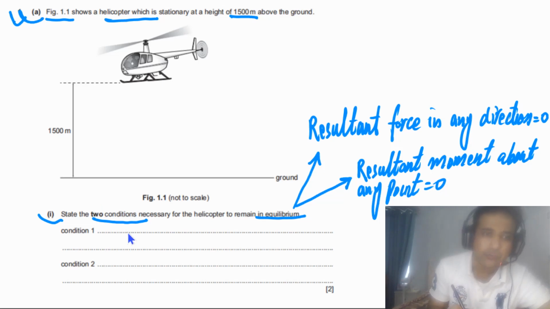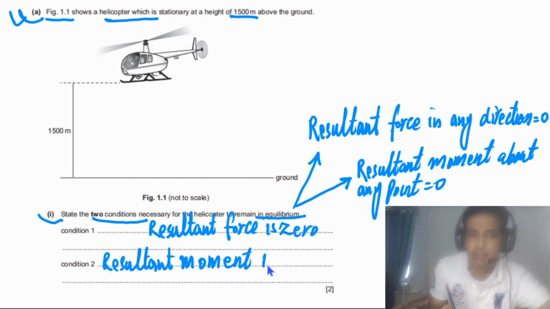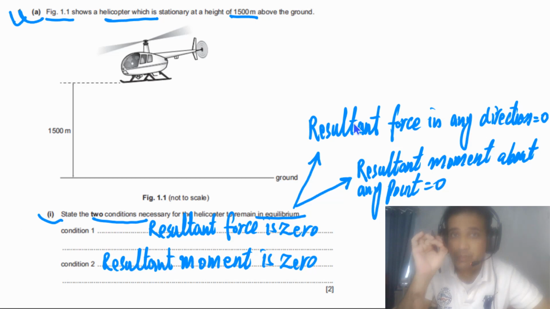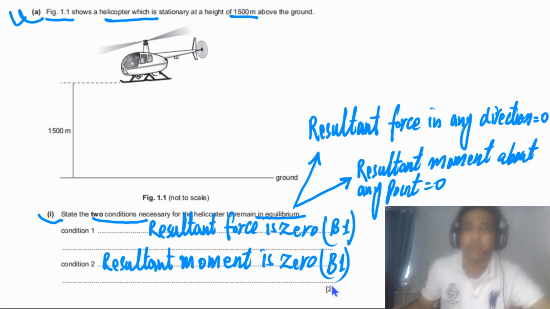So condition 1, condition 2. If you want to write it down, simply you can say resultant force is equal to 0 at IGCSE level. If you simply write down resultant force is 0, 1 point, you can say resultant moment is 0, you will get 2 points, means you will get 2 marks. But the proper way to state this is resultant force in any direction is equal to 0 and resultant moment about any point is equal to 0. So if you write down these 2 points, you will get 2 marks. The first mark is a B mark, means this has to be in your answer, and this is also a B mark. This has to be in your answer.